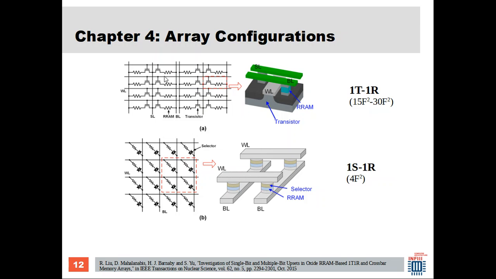And the other configuration is 1S1R, where instead of an access transistor, you have a selector device. And the difference is area. So both are trade-offs.